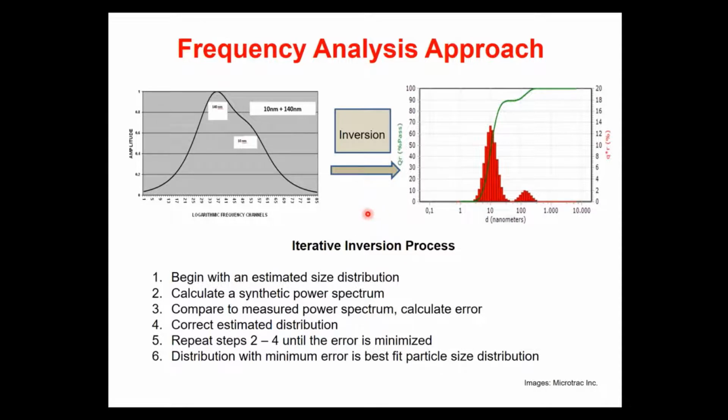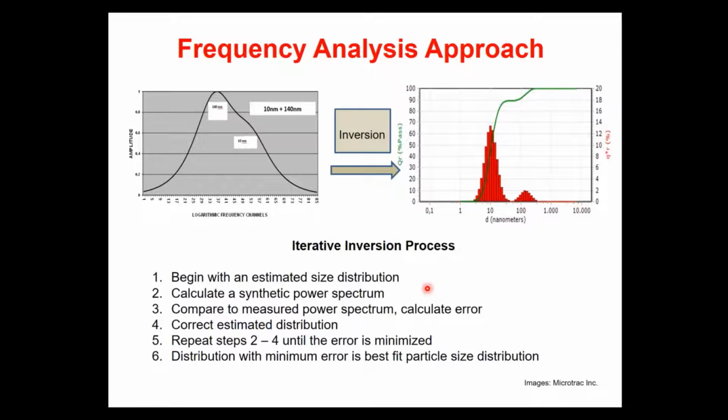So we are going to start with an estimated size distribution, an initial guess, which can be a pretty informed guess depending on the initial shape of this power spectrum. We're then going to calculate a synthetic power spectrum based on that estimated size distribution, compare that to the actual power spectrum measured, and calculate the error, the discrepancy between the two.